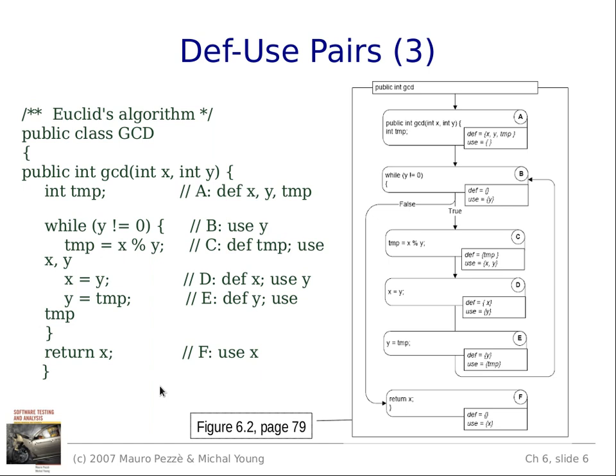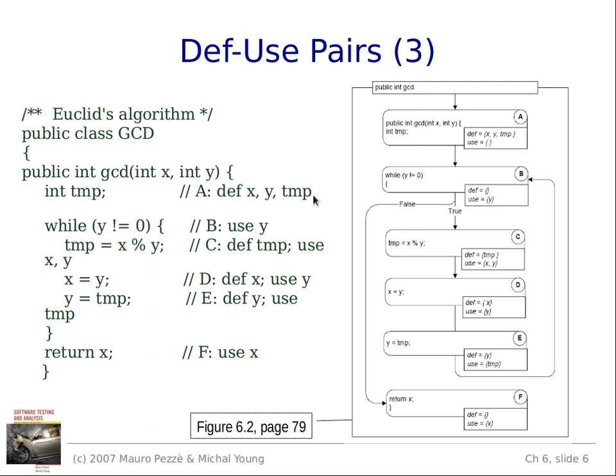Definition use pair. So here's a full GCD algorithm. This is the iterative GCD. And we're going to be looking at this example to drive a lot of the other explanations. So let's go ahead and take a moment to figure out what's going on. So public class GCD looks like Java. Int GCD passing in x and y. So notice that x and y are defined up here as well as temp on this line. So we have the definition of x, y, and temp because it's in this block right here.